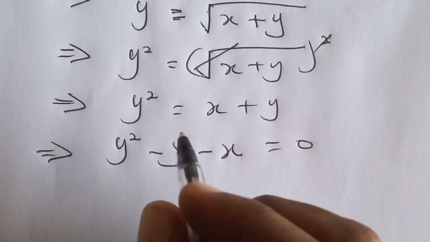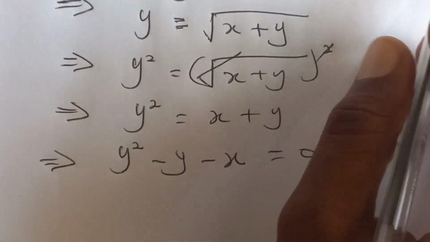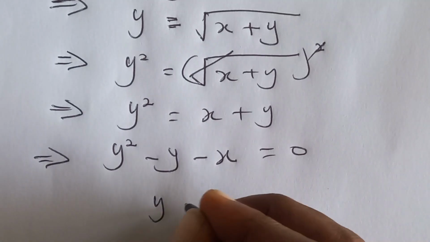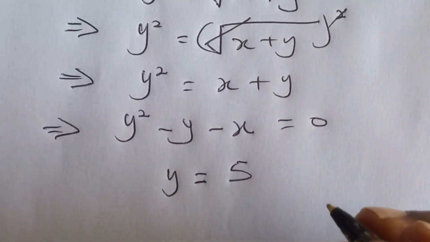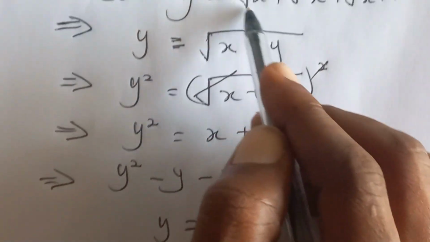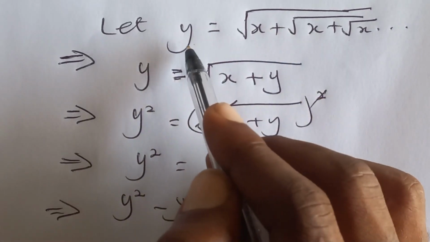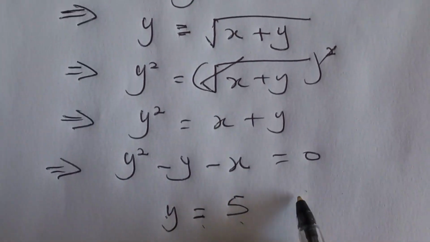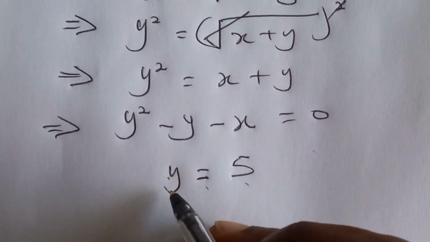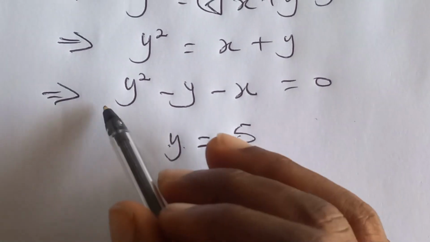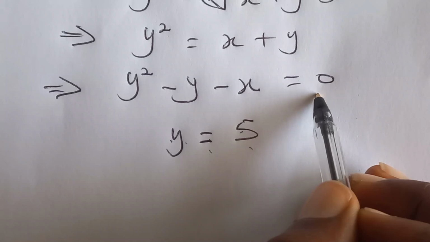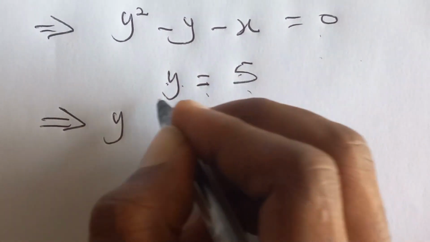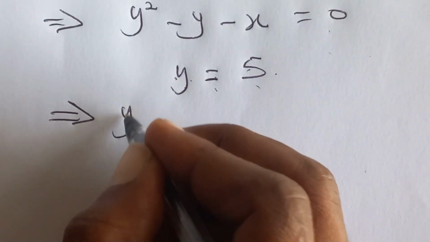But don't forget, we said that y is equal to the radical. So it means that y is equal to 5. Our question now becomes y is equal to 5, so we substitute y is equal to 5 back into this equation.